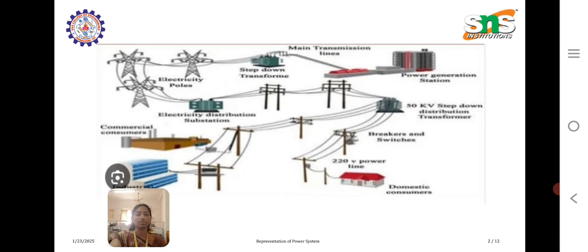When we go with commercial, it is 3-phase, and it also includes industrial loads. When we come to domestic consumers, what is the line that we use in our homes? For example, it is a 220 volt power line. Between that we will be having breakers and switches. So this is the structure of the power system, where we have a generation station, transmission station and a distribution part.